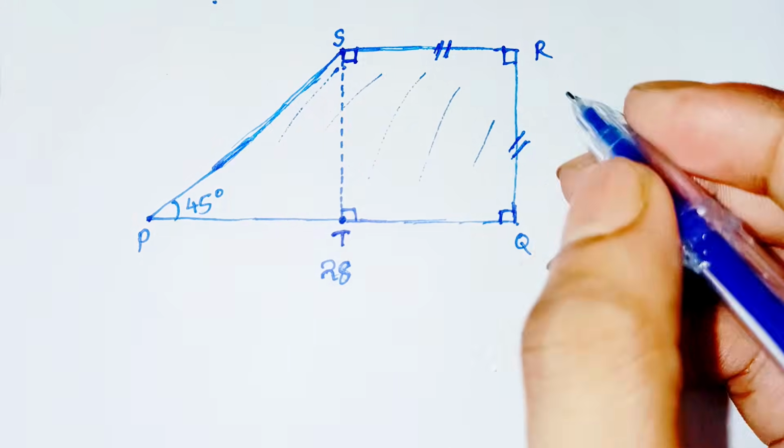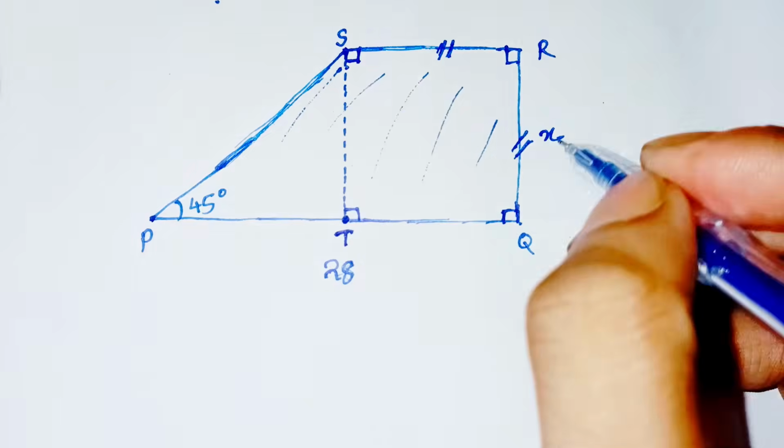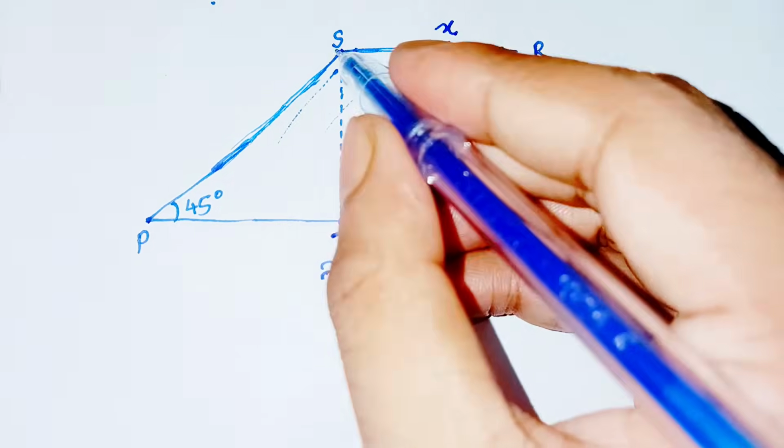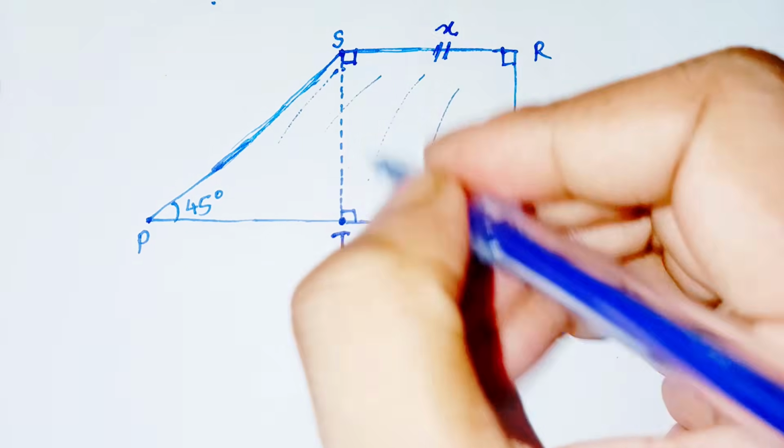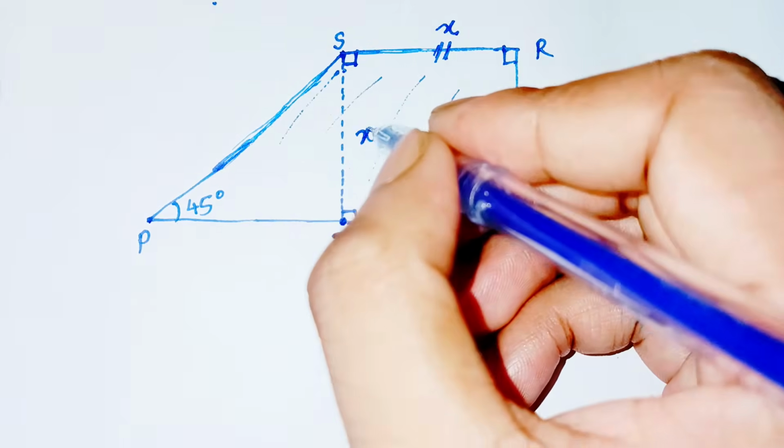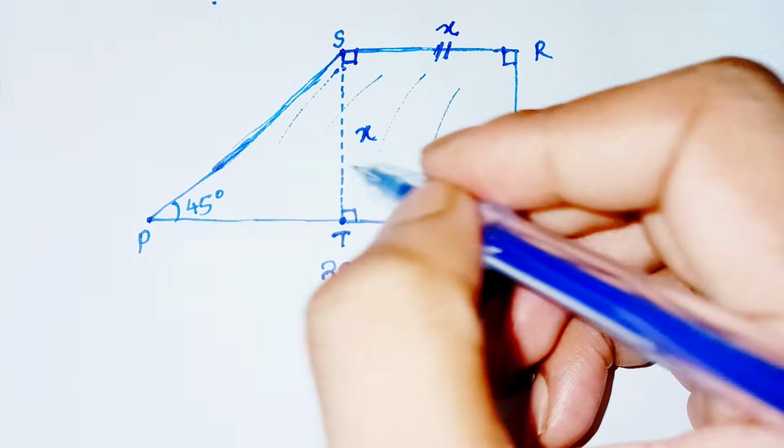Let's call the side length of this square x. That means QR equals x, RS equals x, TQ equals x. And because ST is the height of the square, ST also equals x.